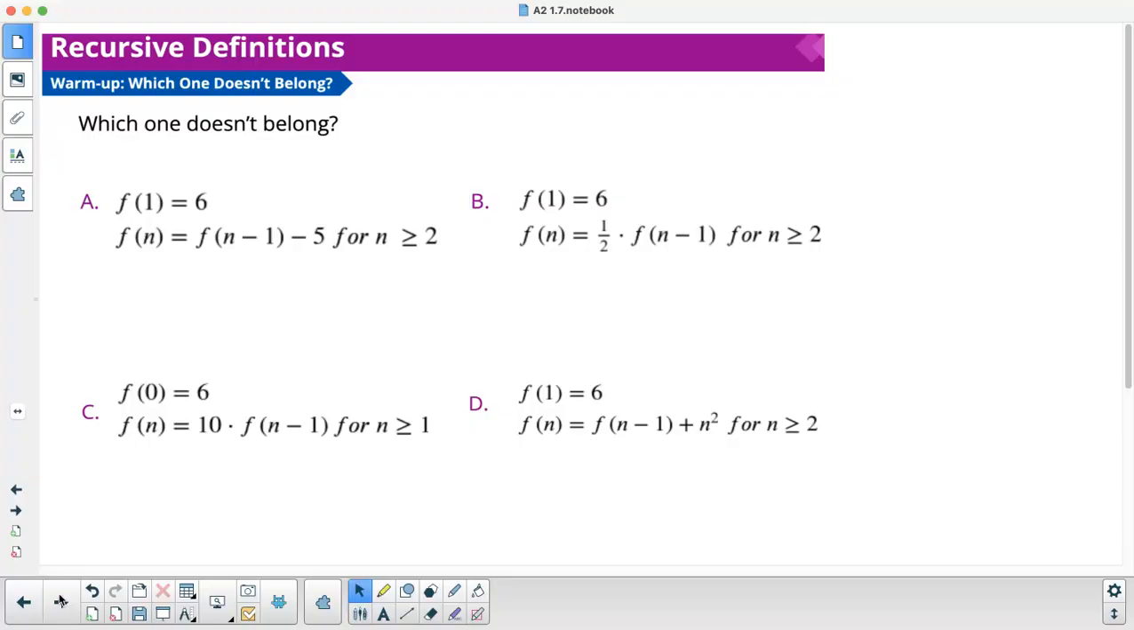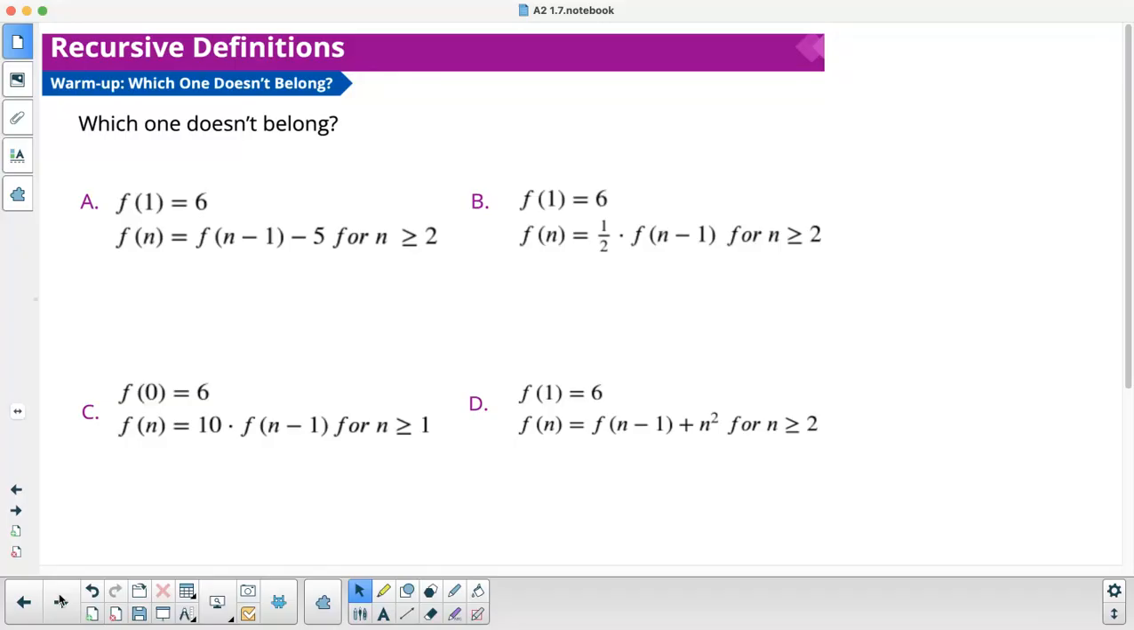All right, our warm up. Which one doesn't belong? Go ahead, pause the video and take a look at these and try to come up with a reason for one or two of them that does not belong, and make sure you have a good justification.